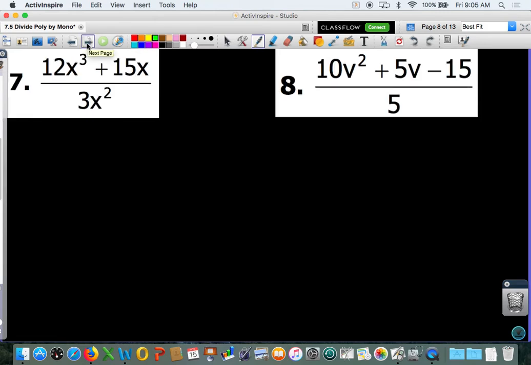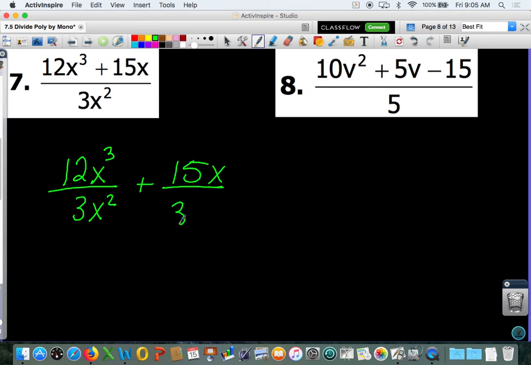Number 7. First thing I need to do is split it into multiple fractions. So 12x cubed over 3x squared plus 15x divided by 3x squared. Work with the first one. 12 divided by 3 is 4. 3 minus 2 gives me just an x. Plus 15 divided by 3 is 5. 1 minus 2 is x to the negative 1.